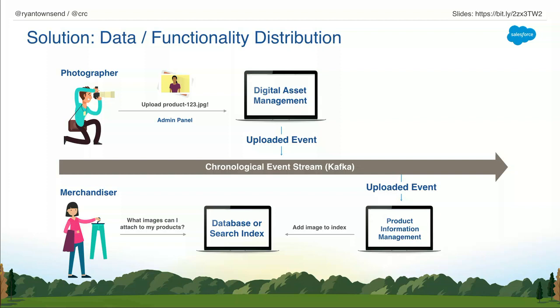Other systems can pick them up, just like an event bus, and utilize them themselves. They can put it into their own database. So effectively, the digital asset management suite could be completely offline, and our merchandisers can still interact with their product system. There's no outage for them. The website's not gone offline, or they can still produce their catalog.